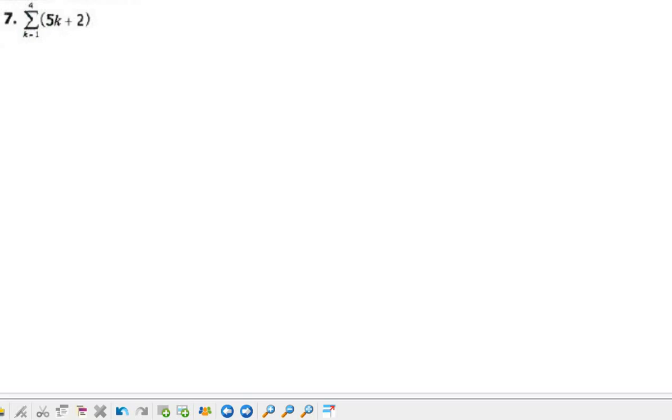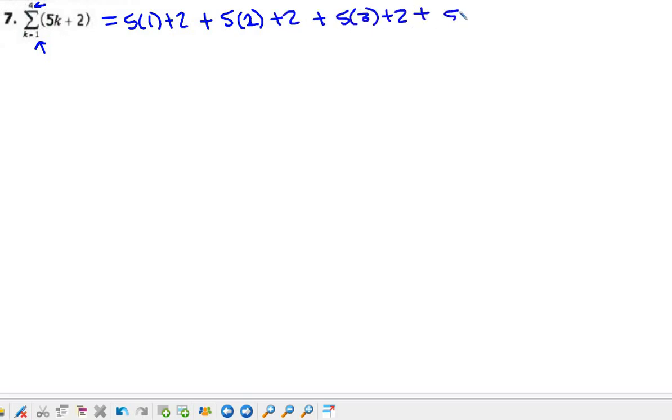Okay, so number 7, so the same thing. It says I start at 1 and stop at 4. So 5 times 1 plus 2, plus 5 times 2 plus 2, plus 5 times 3 plus 2, plus 5 times 4 plus 2. So 5 times 1 is 5 plus 2 is 7, plus 5 times 2 is 10 plus 2 is 12. 15 plus 2 is 17. And 22, and then add them all up, and you get 58.